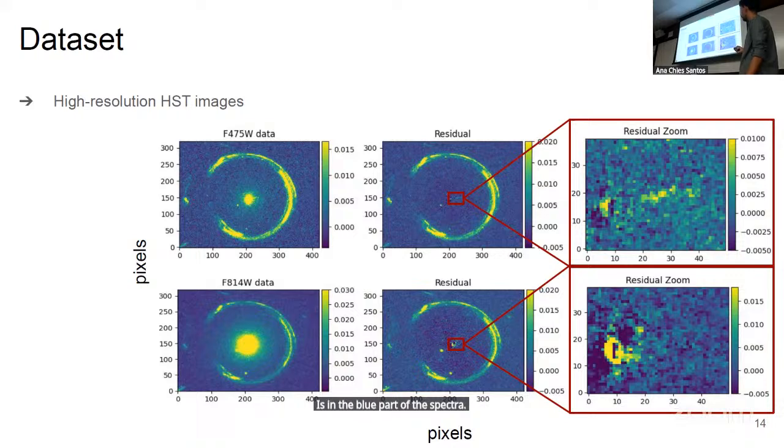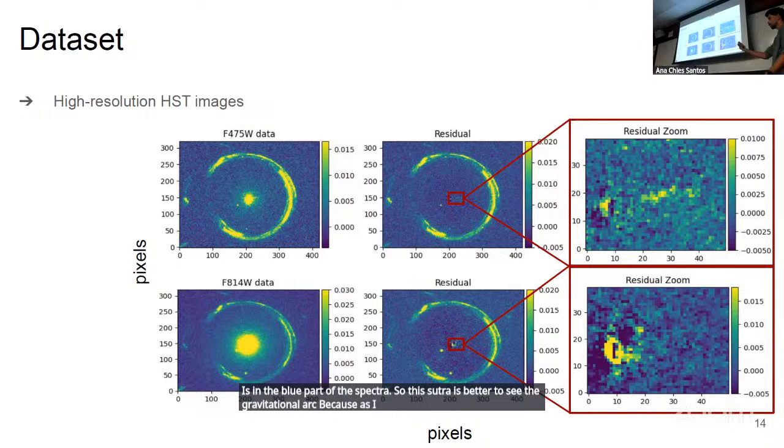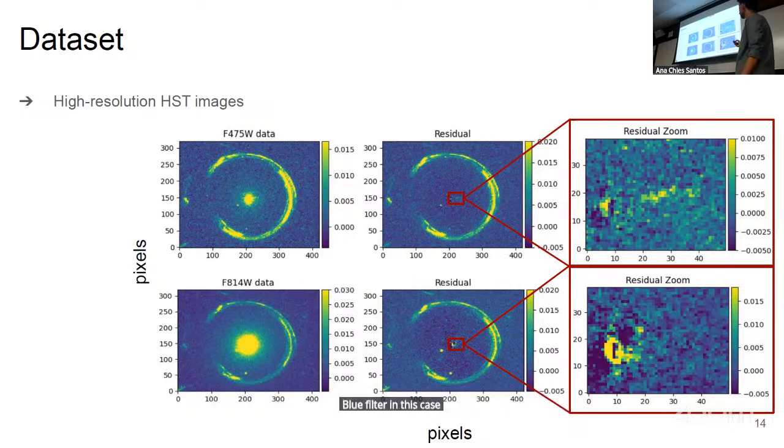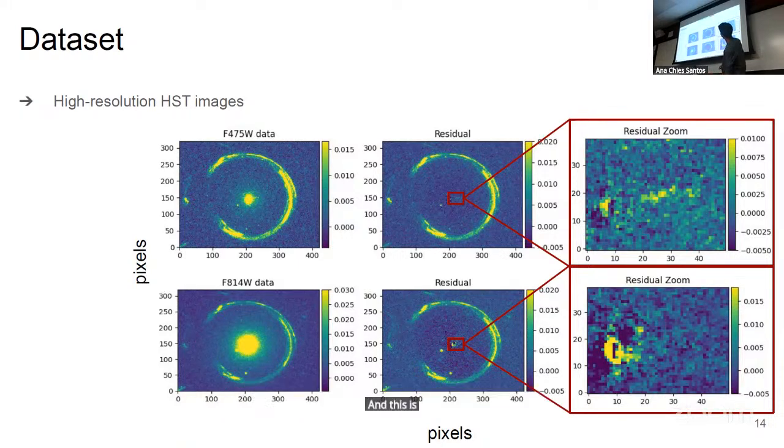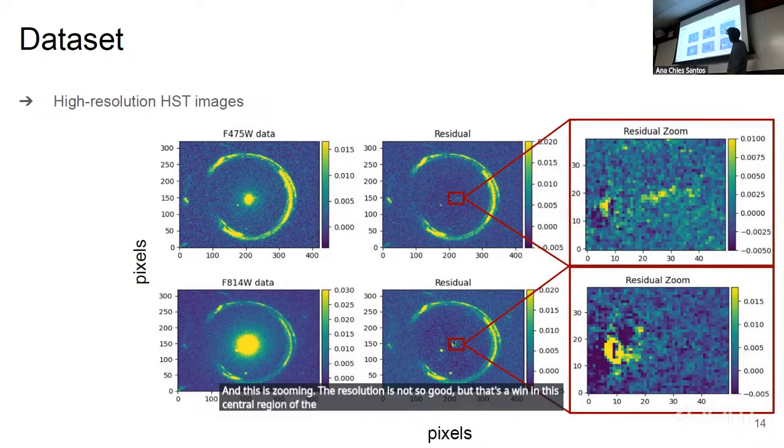So this filter is better to see the gravitational arc, because as I said in the beginning, the sources are star-forming galaxies, and they are better traced by a blue filter in this case. So in the plots, we are seeing the observed data. This is the residual after we remove the lens light here. And this is a zooming. The resolution is not so good, but this is the zooming in the central region of the galaxy. And you can see just right here, the radial arc is very faint, but it's there. And this is what we'll be using to constrain the inner mass distribution and also the black hole mass.